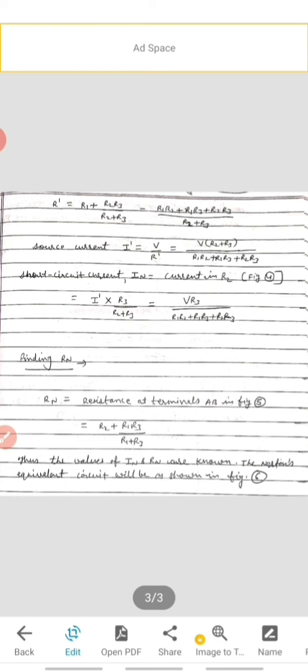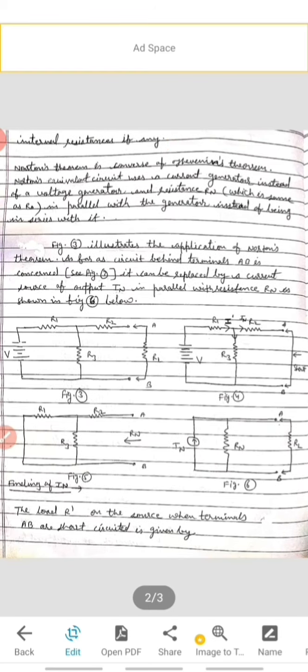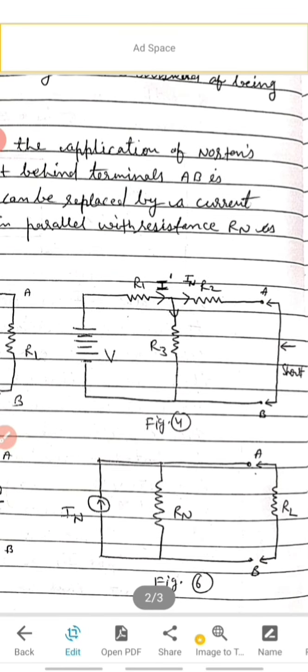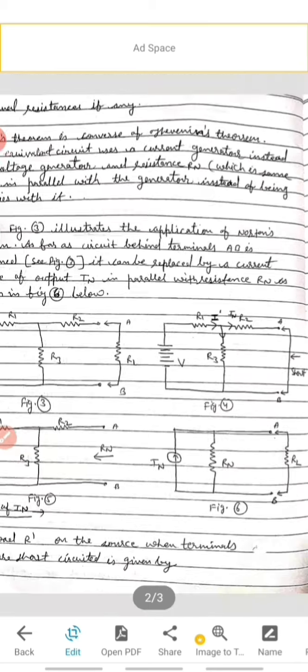The short circuit current IN equals the current in R2, figure 4. This is figure 4. Now the current flowing through R2 will be equal to the current IN. So IN equals the current in R2, which equals I dash into R3 divided by R2 plus R3, and we finally get IN equals V R3 divided by R1 R2 plus R1 R3 plus R2 R3.